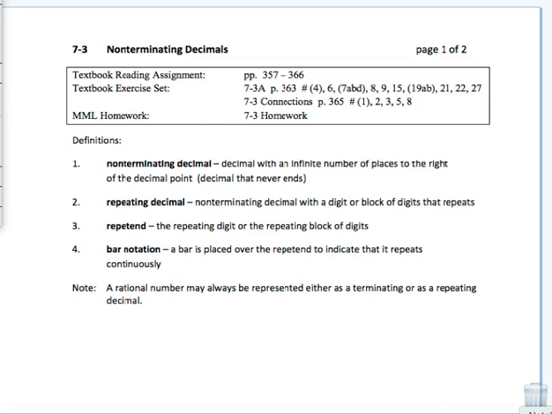A repeating decimal is non-terminating, but there's a block of digits that repeats. And then we talk about that block of digits that repeats, and we use the bar notation so that we don't have to keep writing that repetition. We can just write the part that repeats and put that bar notation over that.